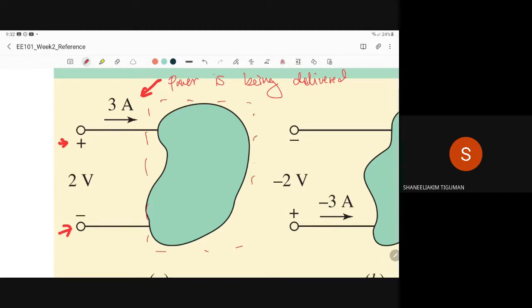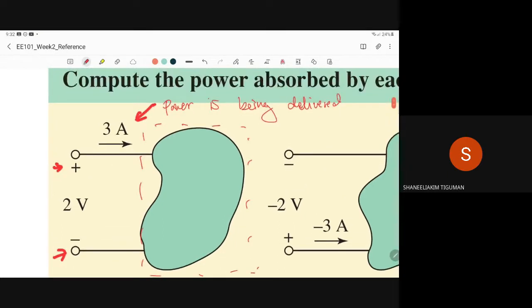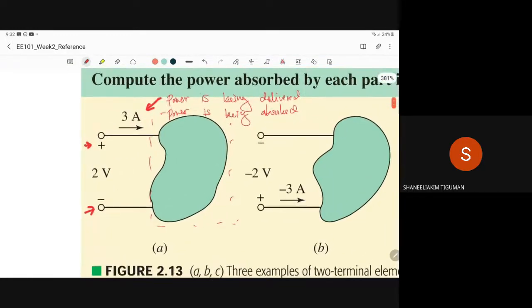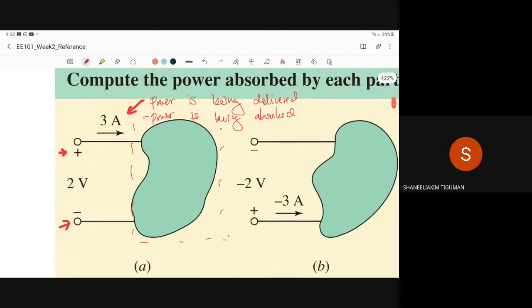Okay? Or, we could say nga, kani nga element, kung gi-deliveran siya og power, so syempre, imo siyang i-receive. So, we could also say that this power is being absorbed. Right? Absorb or receive. So, ingana na siya. Power, kana lang siya atong hunahunahon. The power is being delivered or the power is being absorbed.